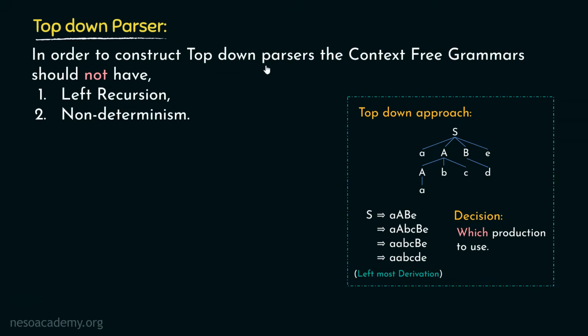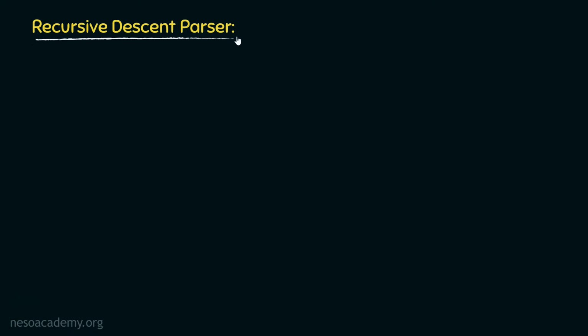In order to construct the top-down parsers, the context-free grammars should never have left recursion. That is, if our context-free grammars have any kind of left recursion, we are supposed to eliminate that. And if you can recall, in the previous chapter, we already learned the procedures for removal of left recursion. Furthermore, we also have to remove any kind of non-determinism. In the previous chapter itself, we also learned the method of left factoring, using which we can eliminate any kind of non-determinism. So at the introductory level, this is all we have to know about the top-down parsers. Let's now observe the recursive descent parser.